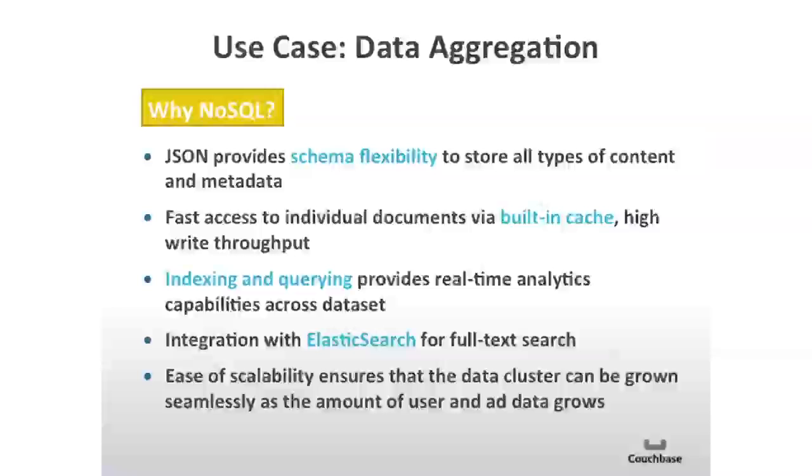Okay. So some of the features they use for the data aggregation use case are schema flexibility, which is very important, built-in managed cache, and indexing and querying functionality. So we can create materialized views on top of your documents. If your data stored in Couchbase is a document, which is a JSON type, then you can create materialized views and do some real-time analytics on top of it. And I also talked about integration with Elasticsearch for full text search capability.